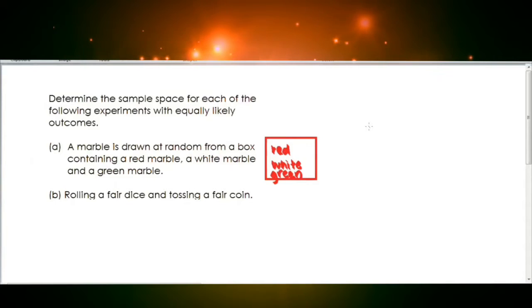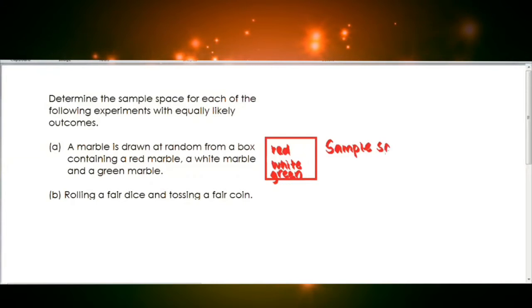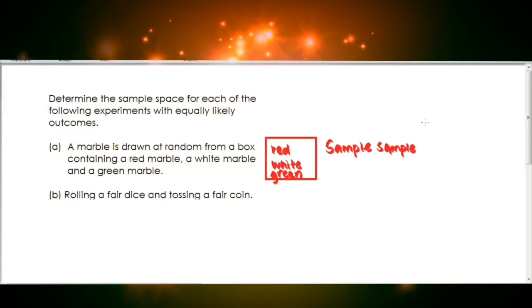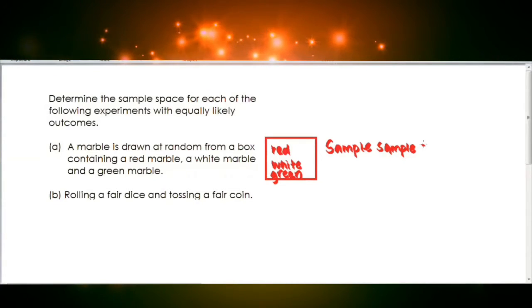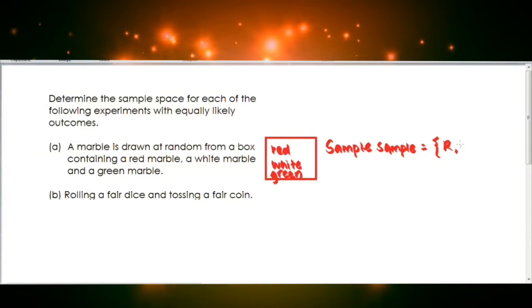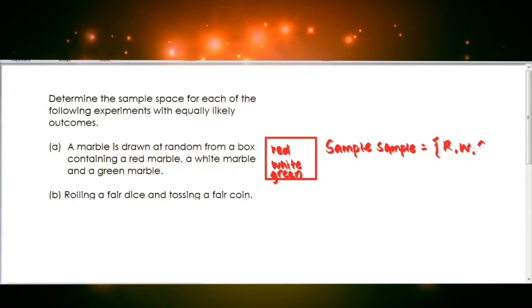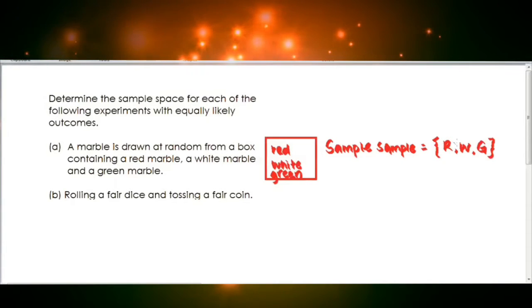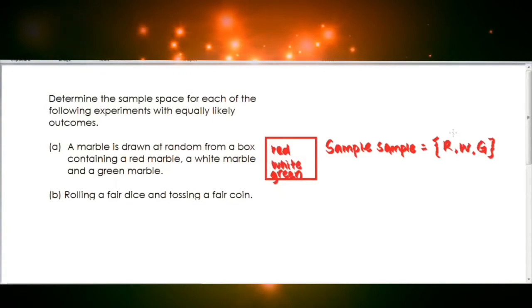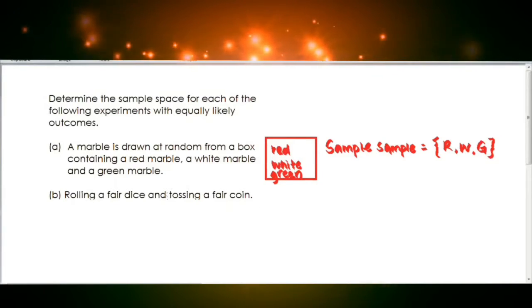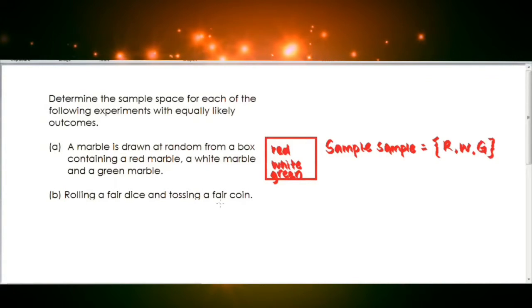So the possible outcomes, the sample space: from the box, maybe we will get red, maybe we will get white, or maybe we will get green. Normally we use letters to write down the sample space. Next, rolling a dice and tossing a coin.